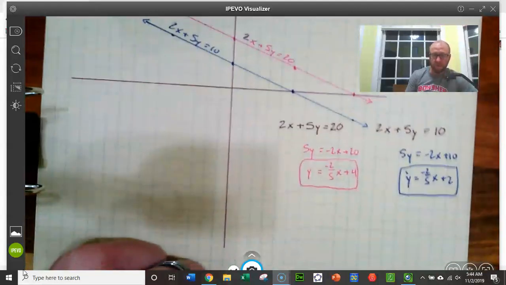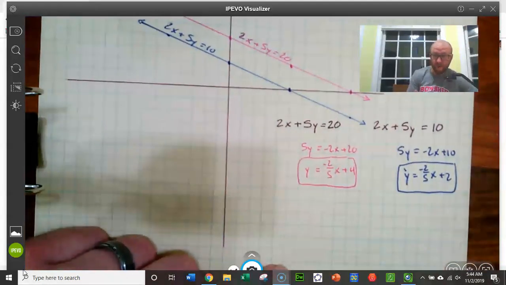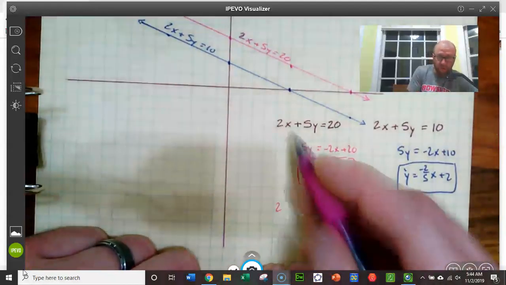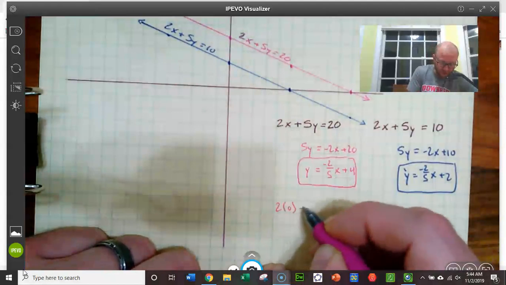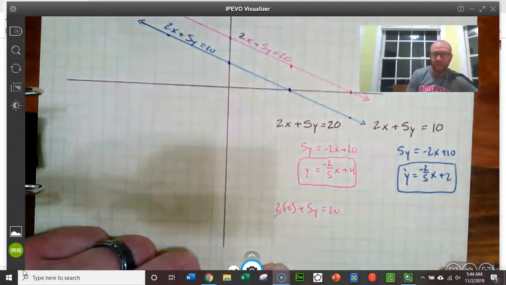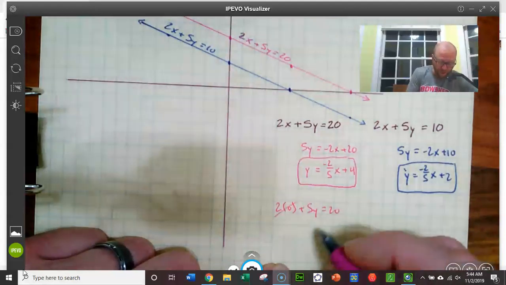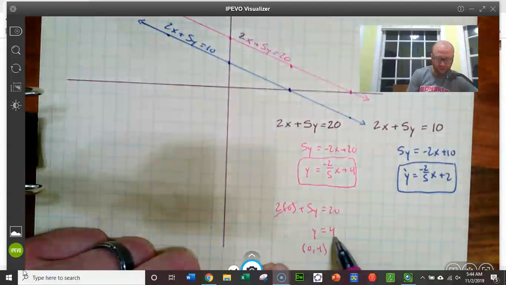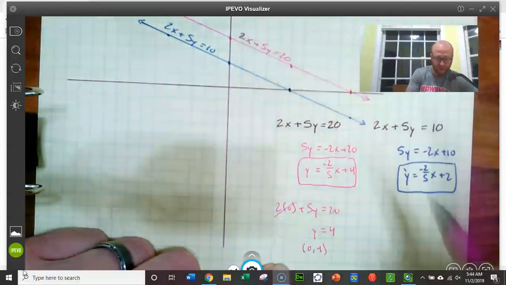The other method we could use is to find intercepts. So I could say, to find the y-intercept, I replace x with a 0. 5y equals 20. That eliminates that term completely, and we divide by 5 on each side to get y equals 4. So we know that the point 0, 4 is on the line. When x is 0, y is 4. That's this point right here.